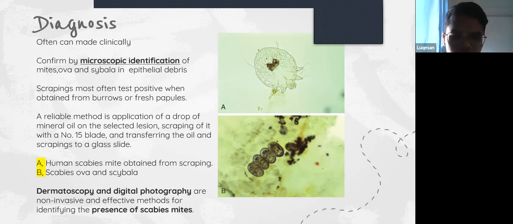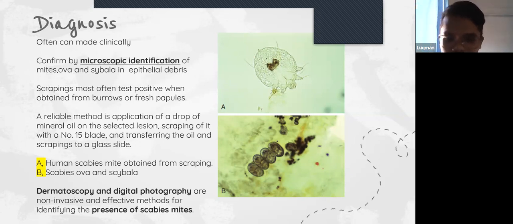The doctor will use a drop of mineral oil on the selected lesion and scrape it with a number 15 blade. A number 15 blade is a surgical blade which is used to make a small and precise incision, but we will not make an incision here. We just scrape it and transfer the oil and the scraping onto the glass slide.